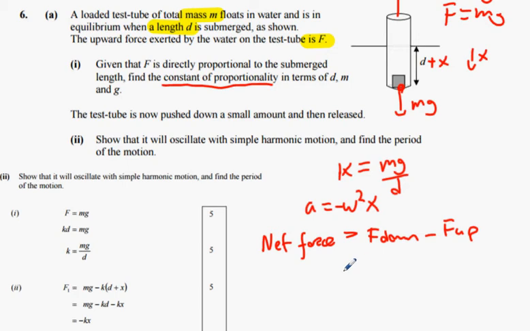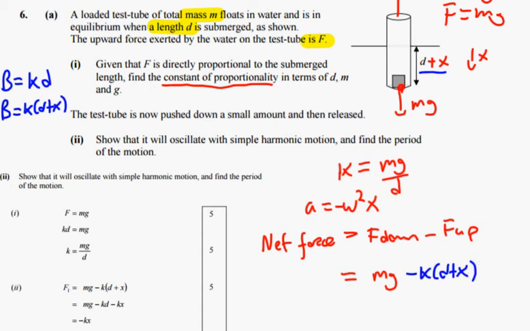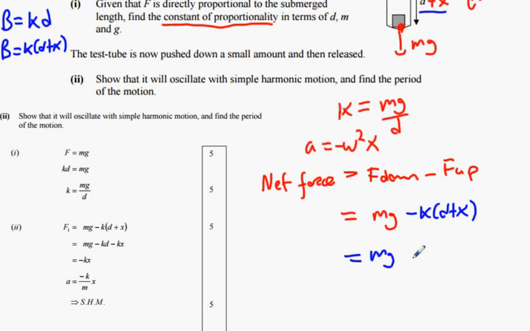So the weight going down is mg. What is the force going upwards? Well, we learned earlier that buoyancy force was equal to k times distance, the distance it's dragged under the water. That distance has now changed to d plus x, because you dragged it down an extra bit of distance. So our new buoyancy force is going to be k times d plus x. So that's going to be minus k times d plus x. And then we get mg minus kd minus kx.